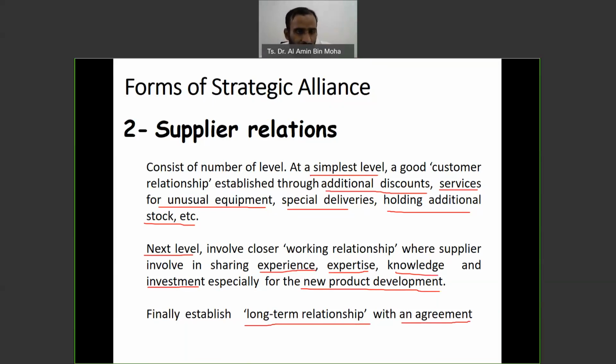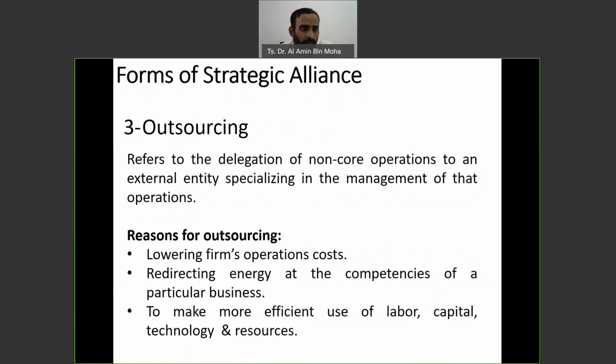Okay. Next, outsourcing. So the third form of strategic alliance is outsourcing. I think we are familiar with this term. It refers to the delegation of non-core operations to an external entity specializing in the management of those operations. Okay, it has some similarities to the octopus strategy that we have discussed.